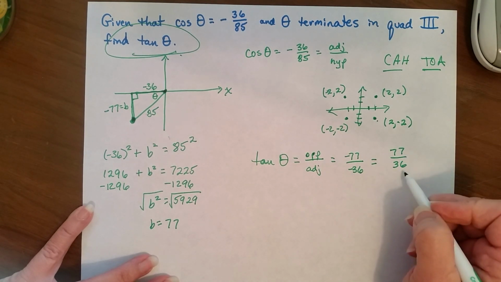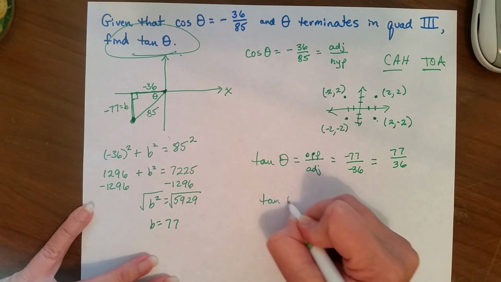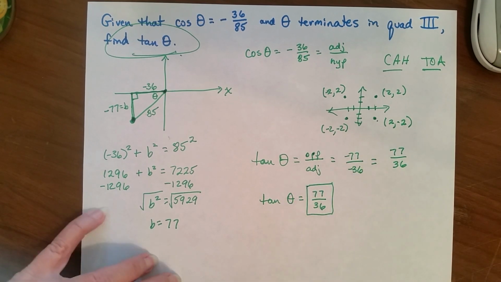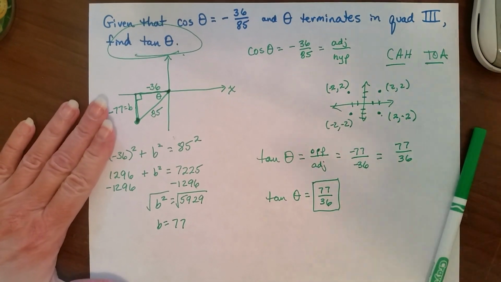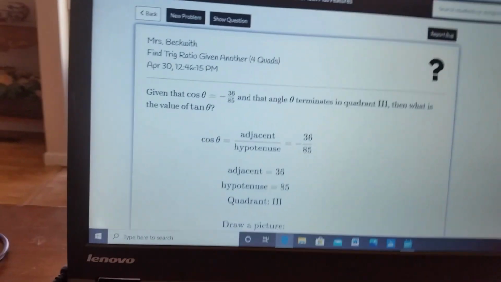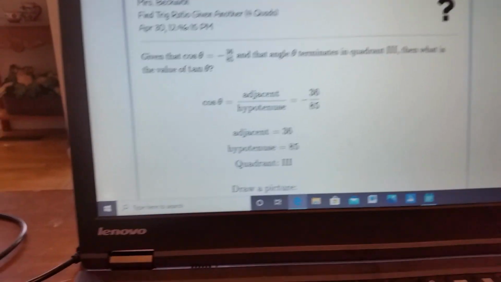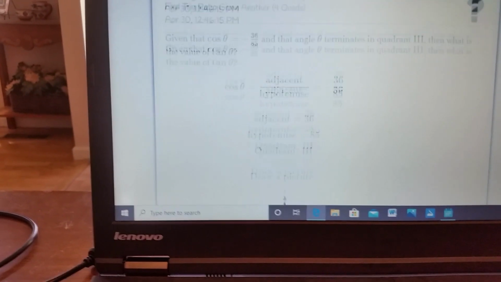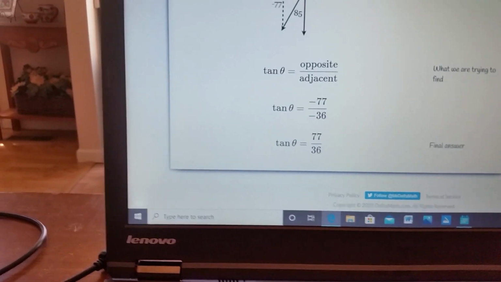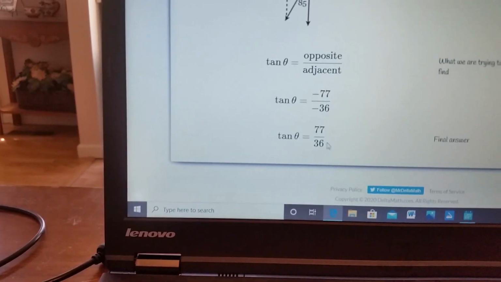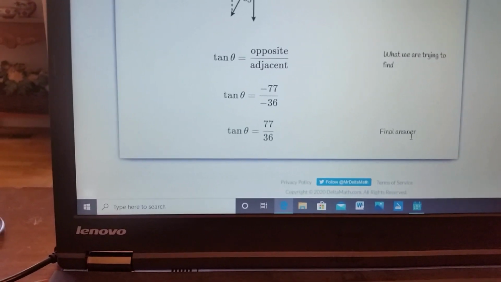Now let's see if that fraction reduces, and it doesn't. So our answer will be tangent theta equals 77 over 36. And that's going to be our answer. Okay, let's just verify. I'm going to go back to this Delta Math right here. And let's just scroll through that. Oh, let's see, where is it, there it is. Okay, and that's what it is. Tangent of theta is positive 77 over 36. That's the final answer right there.